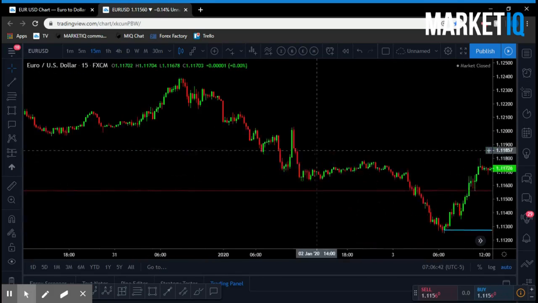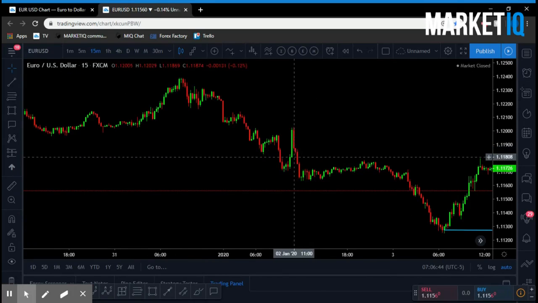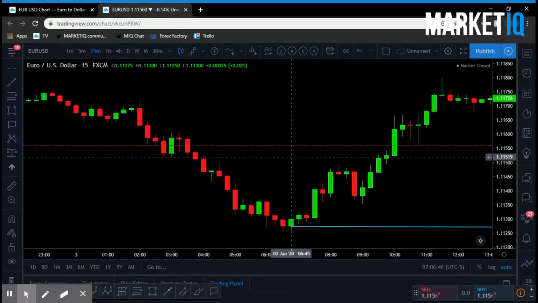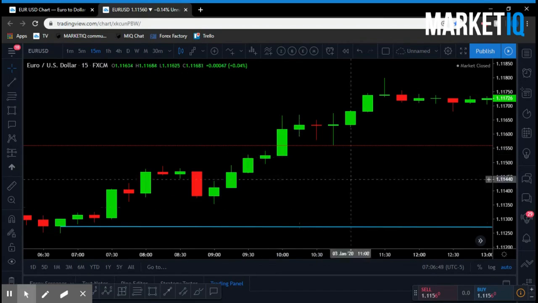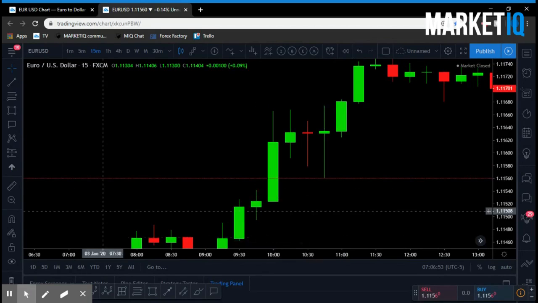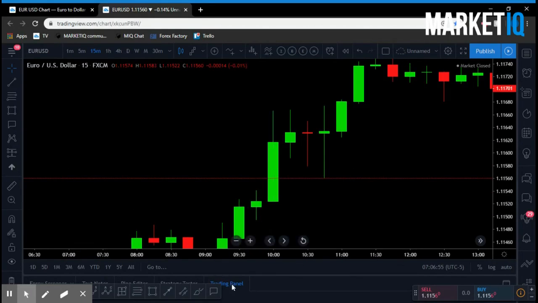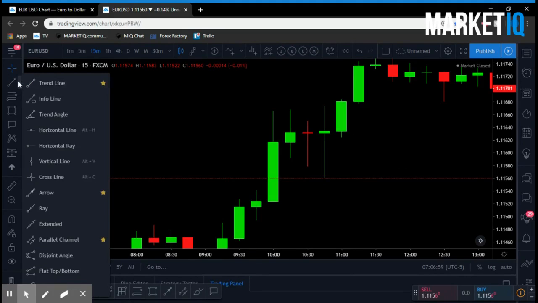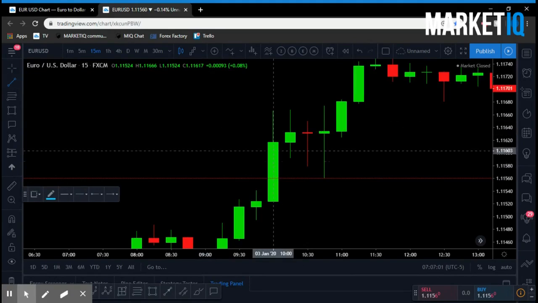So go ahead and make the chart blank so it's easier for you guys to see. Here is the anatomy of a candlestick. We'll focus on this candlestick for now, this one right here.